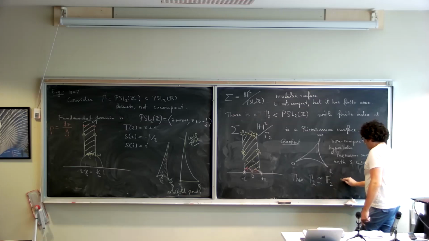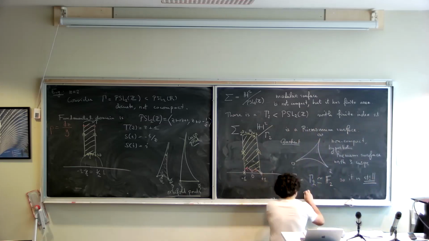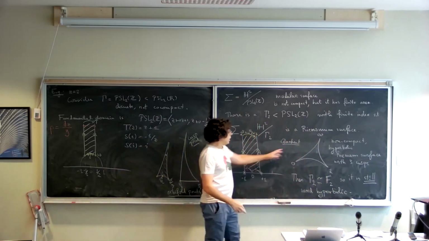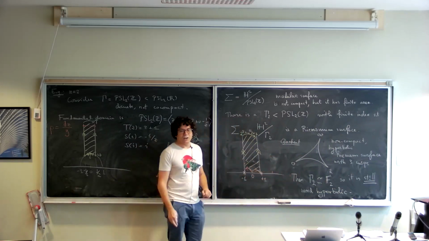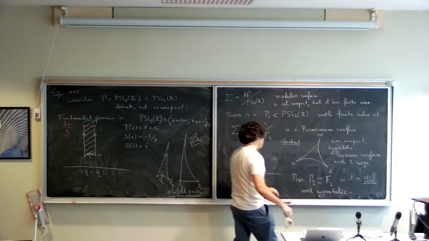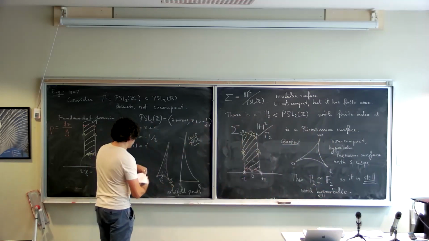So it is still hyperbolic, even though it does not act co-compactly on H2. And this is because in dimension 2, there are not really too many things that can go wrong.